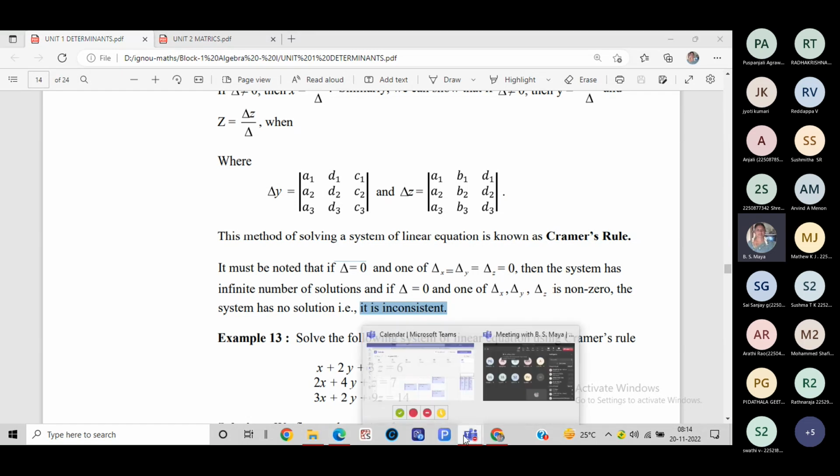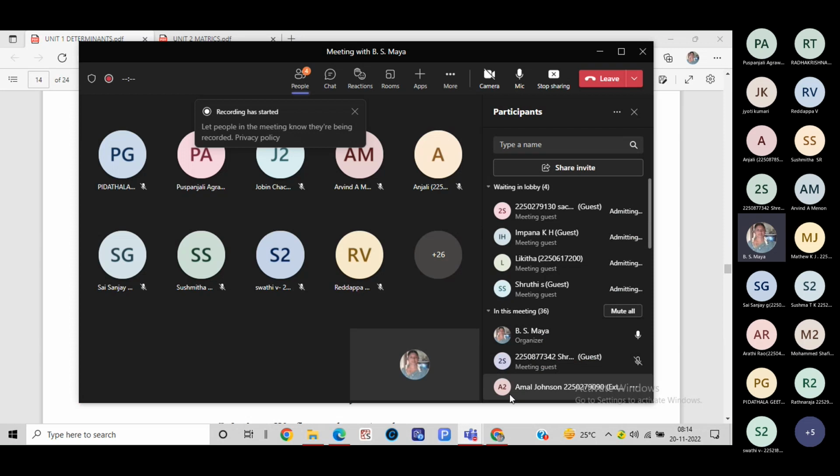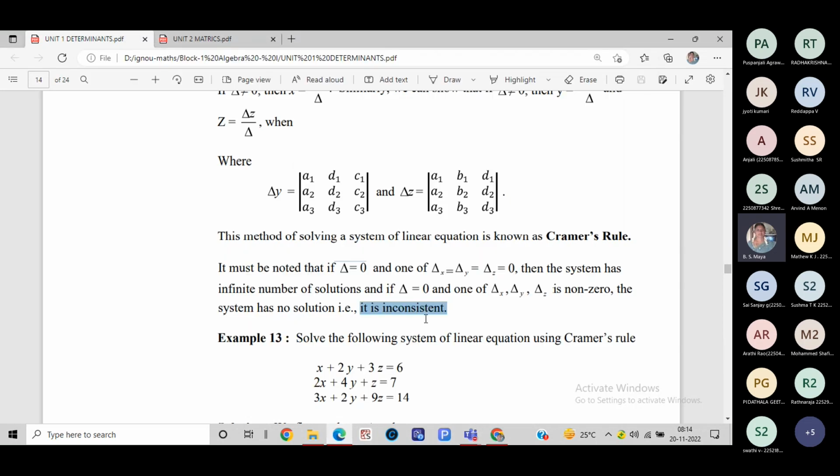What is the first step? Step number 1 is delta. What is delta now? Delta is equal to, write on the first column 1, 2, 3. Clear? Second column 2, 4, 2. Third column 3, 1, 9.